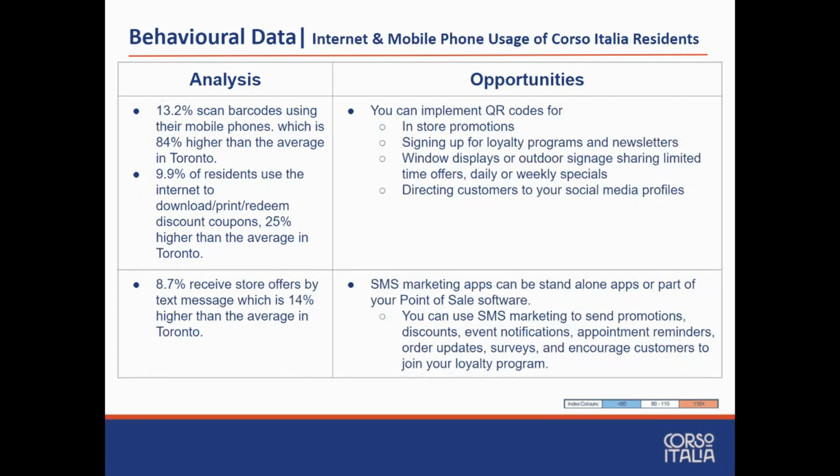Some more behavioral data, but now we're looking at how people are using internet and mobile phones. Barcodes being scanned through their mobile phones is a common thing that people have been doing for some time now. But this community of Corso Italia is doing it at a rate of 84% higher than average in Toronto. And residents are really comfortable with using their phones and the internet to actually access, print, redeem, download, discount, and coupons through their phones as well, which they're doing so at a rate that's 25% higher than the average in Toronto.